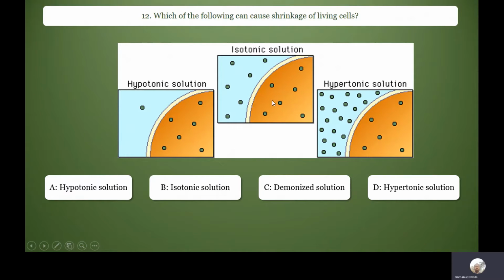Isotonic solution has the same amount of free water molecules as the cell, or the same amount of solute, so there is no net movement of water molecules. For hypotonic solution, it has more free water molecules than the cell. So when a cell is surrounded by hypotonic solution, the cell gains water instead and becomes turgid.